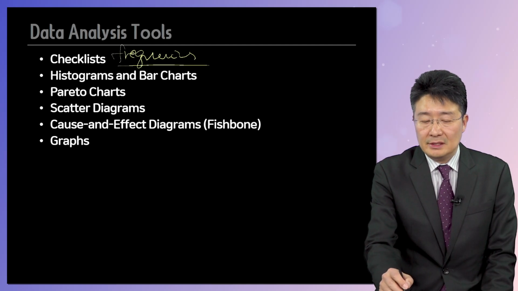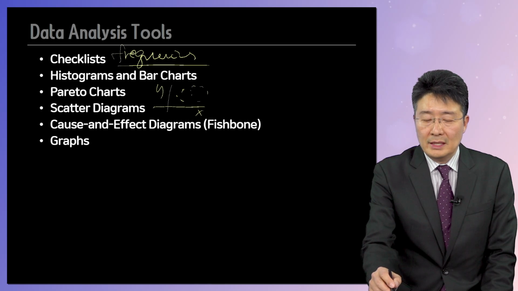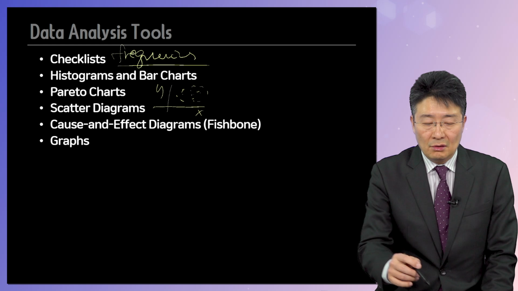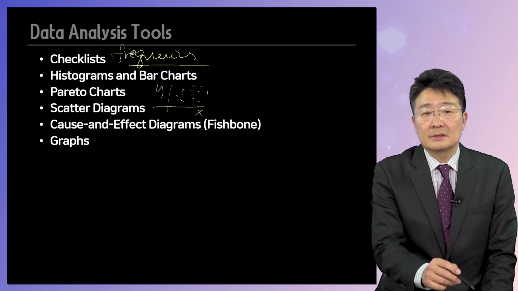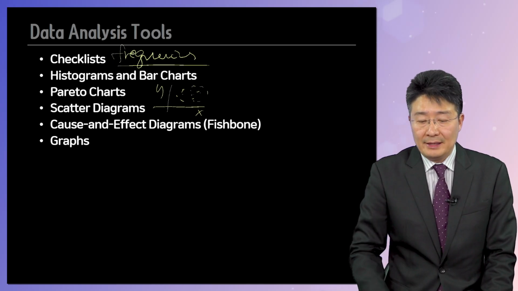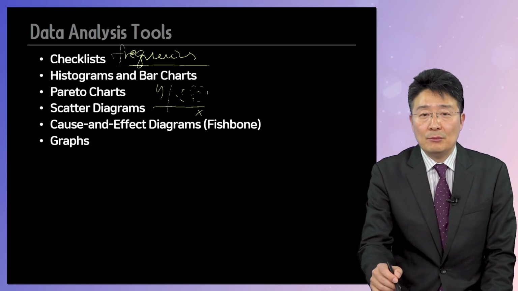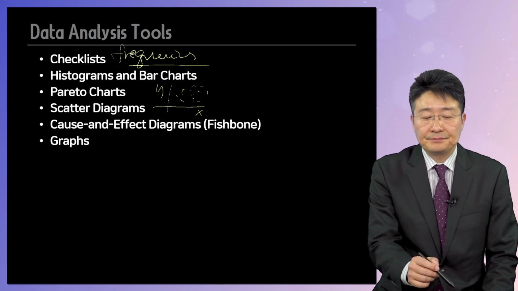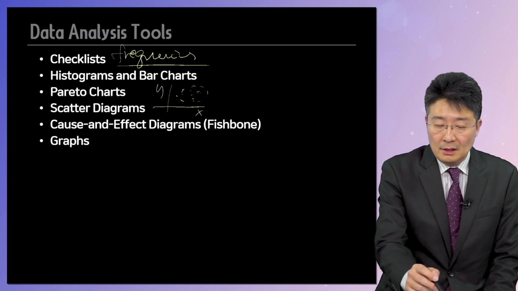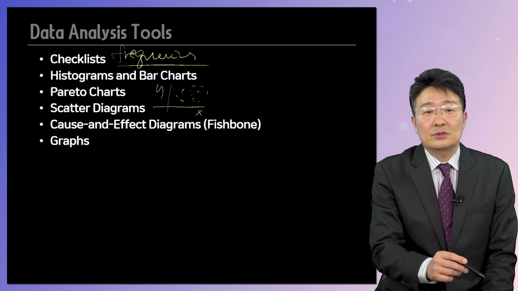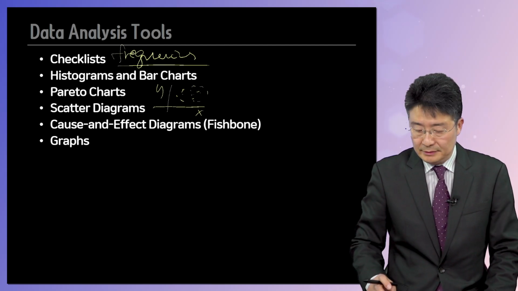Scatter diagrams is just X, Y. We can see some observations in the 2 dimension, right? So this is called scatter diagrams. Okay? And cause and effect diagrams, fishbone. We will see more details in the next slides, and graphs. We will explain more for Pareto charts in the next slides too.